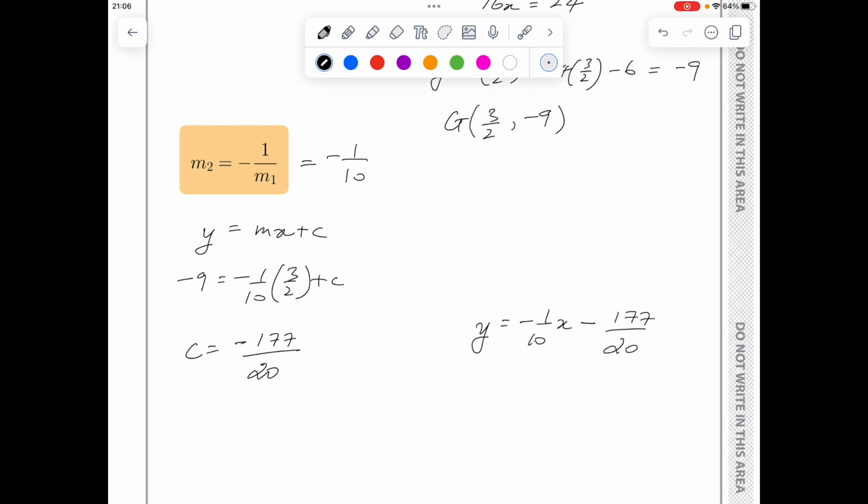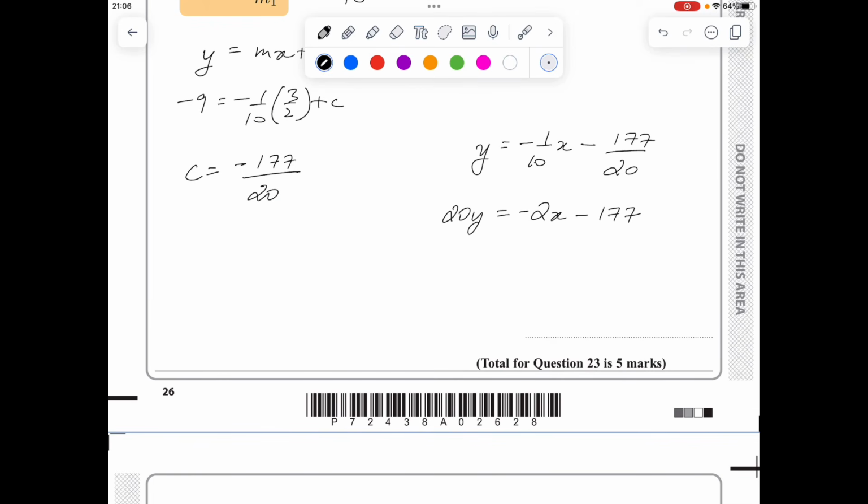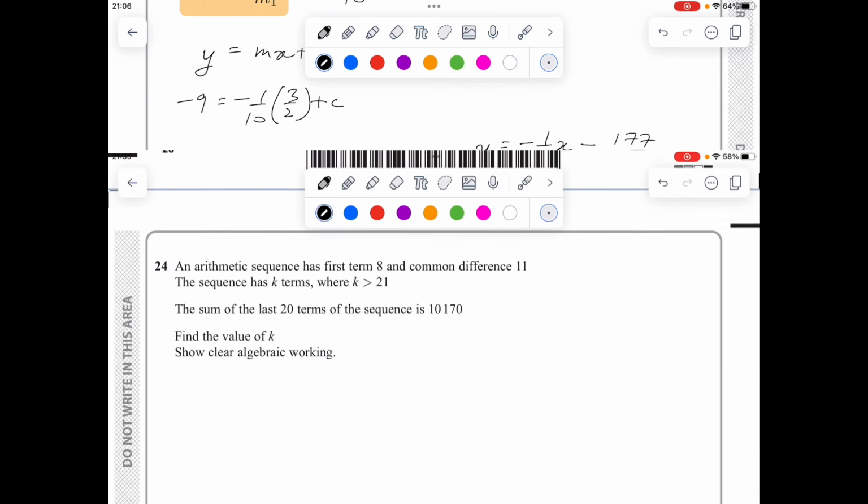Now I need it in the form ax plus by plus c equals 0, where a, b, c are integers. So I'll multiply everything by 20. 20y equals minus 2x minus 177. And then I'll take everything to the left, and I will get my final answer, which is 2x plus 20y plus 177 is equal to 0.